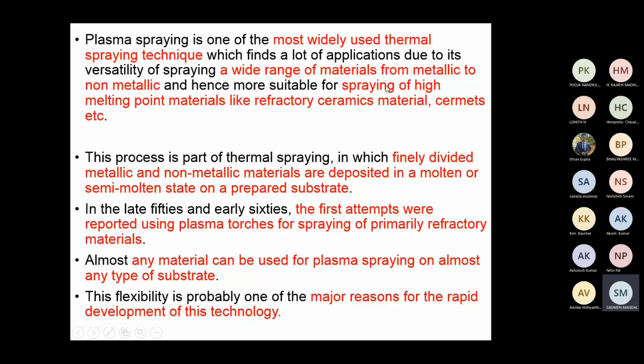process. Okay. And for spraying high melting point materials like refractory ceramic materials, cermets, etc., which are very difficult to coat, those materials can be done easily. This process is part of thermal spraying, in which finely divided metallic and non-metallic materials are deposited in a molten or semi-molten state on a prepared substrate.